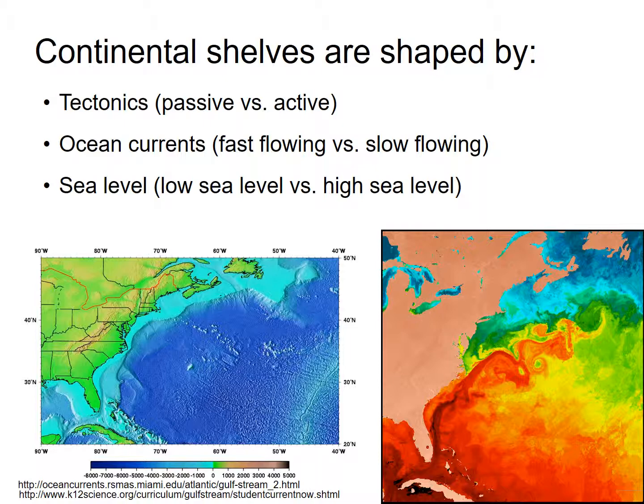And the last component that can shape continental shelves are changes in sea level, low sea level versus high sea level. During the last ice age, the water that was evaporating out of the ocean was accumulating in the big ice sheets in the northern and southern hemisphere, so sea level was lower. During the height of the last ice age, you could have walked out to the edge of the continents, to the edge of the continental shelves.